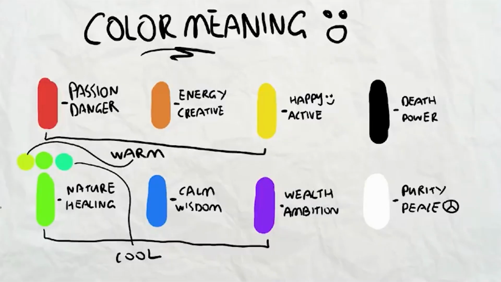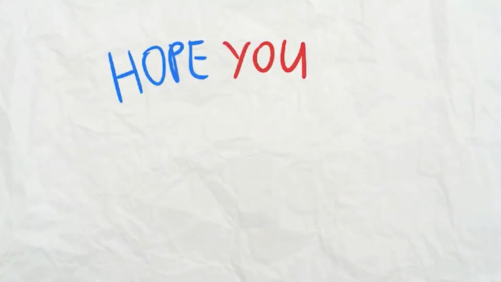So if people refer to warm or cool colors, it's essentially how much yellow or how much blue has been added to a color. So yellow being warm, blue being cold.